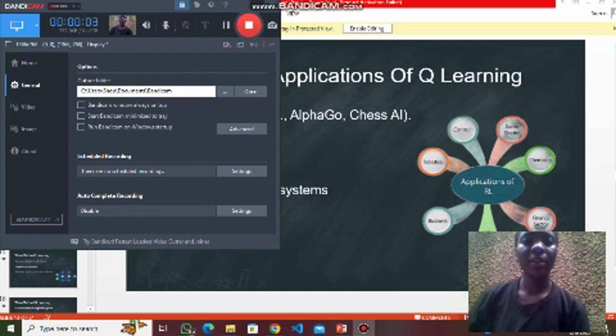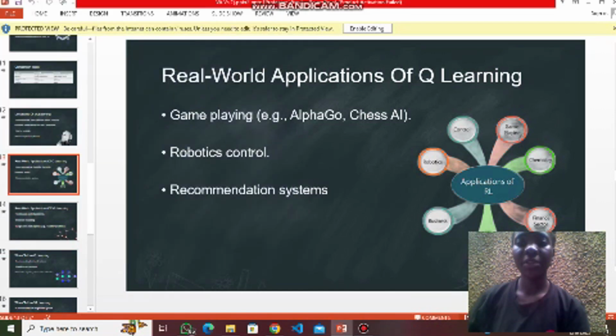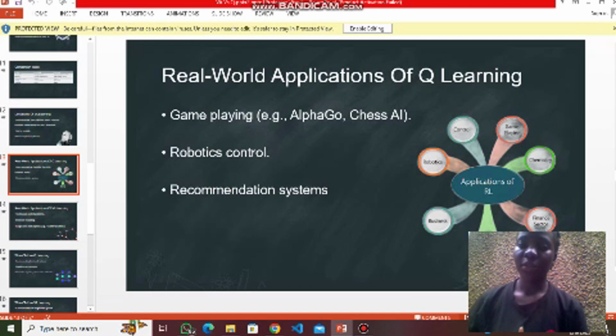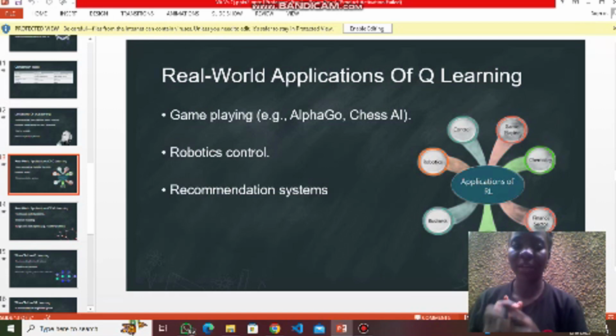My name is Nabawanga Afwa, and I'm going to take you through the real-world applications of Q-learning. To start with, Q-learning is applied in game playing, the likes of AlphaGo and chess AI. Basically, Q-learning is used in AI agents to learn optimal strategies in various games. For the various games I'm talking about, like AlphaGo, these AI systems use reinforcement learning concepts such as Q-learning to master complex games such as chess. They do this by playing against each other over and over again.